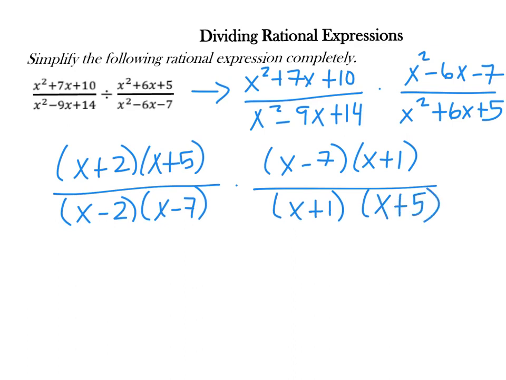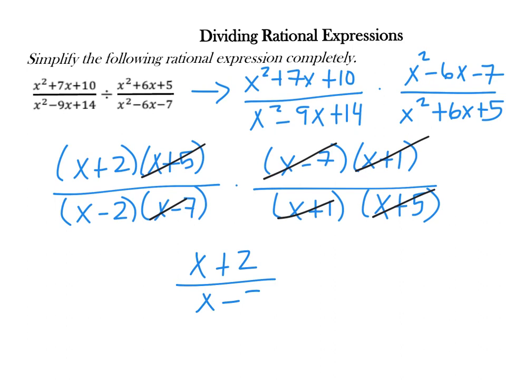Now that I have everything in factored form, I can figure out what I have in common. Notice how I have an x plus 5 here, an x plus 5 here, an x plus 1, an x plus 1. The x minus 7s are also the same, so I can start canceling all these common terms. Let's start with the x plus 5, then the x minus 7, and finally the x plus 1s. Everything comes down to simplifying to just the x plus 2 and the x minus 2, and I can write my solution as x plus 2 divided by x minus 2.